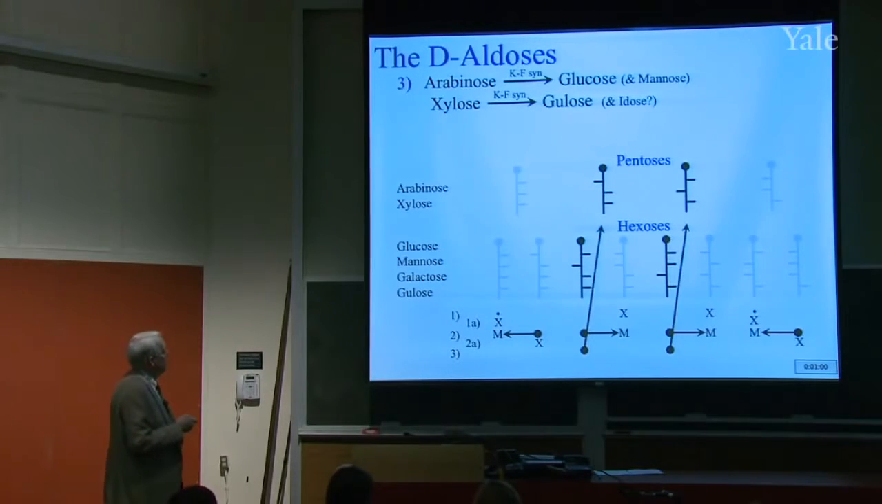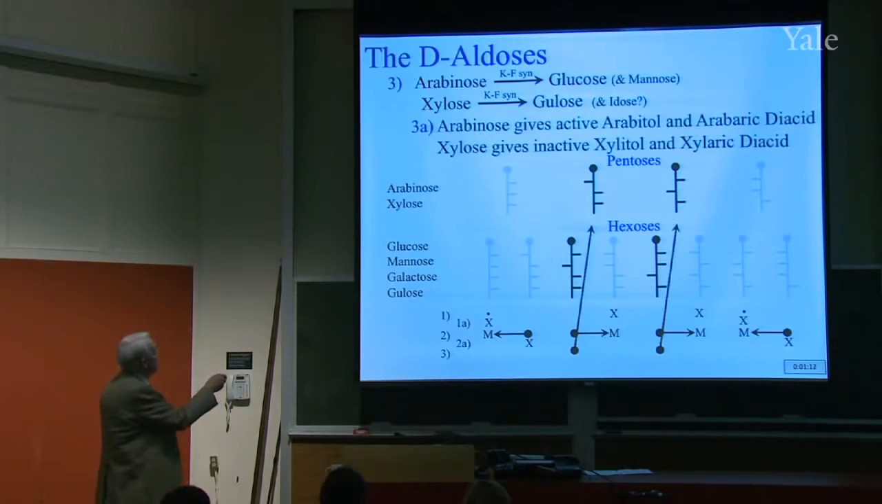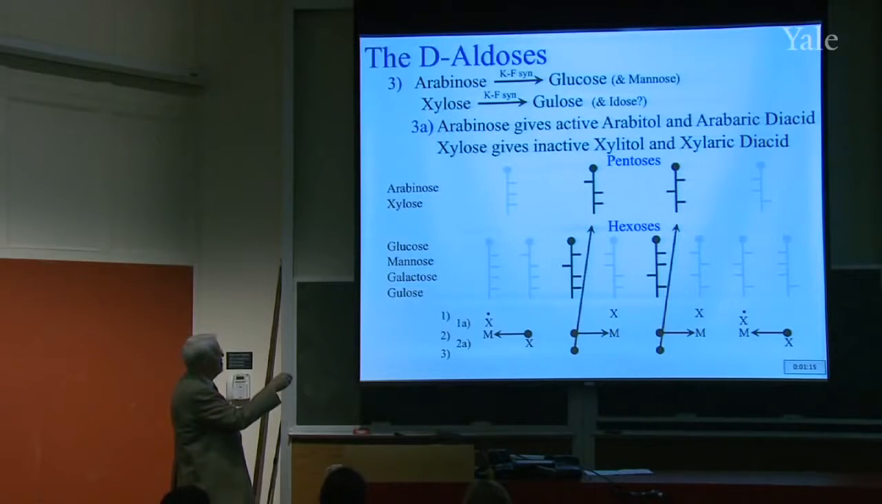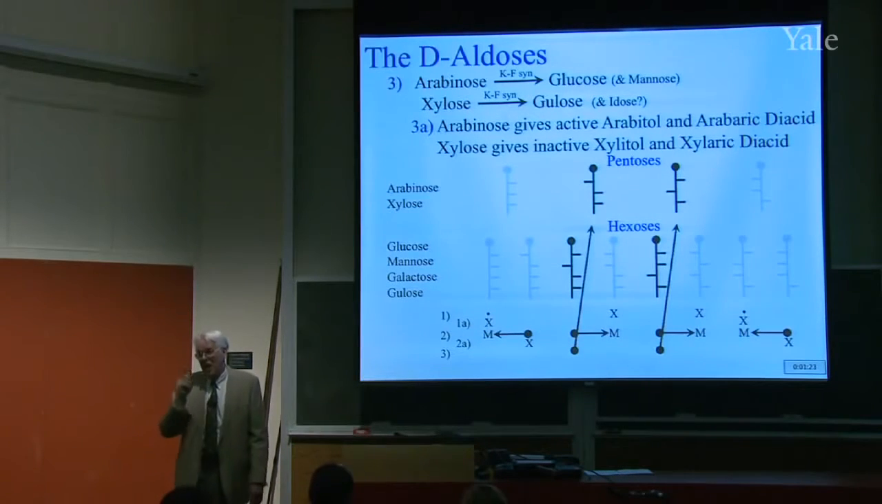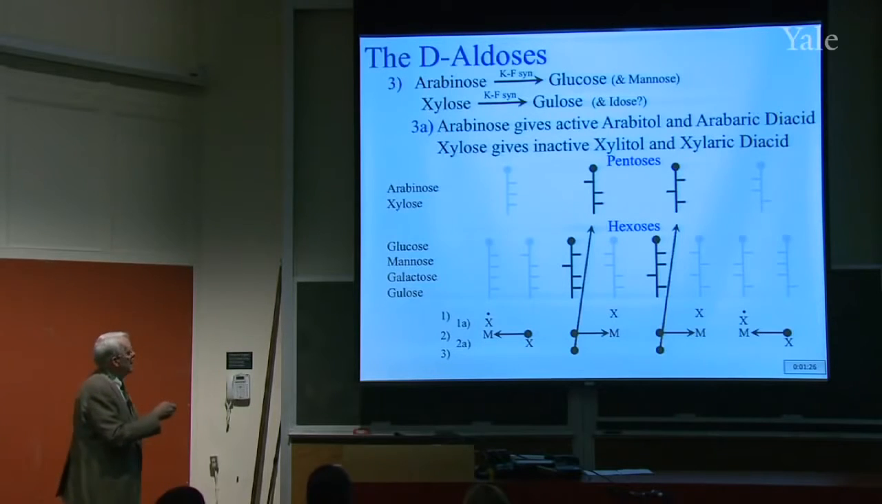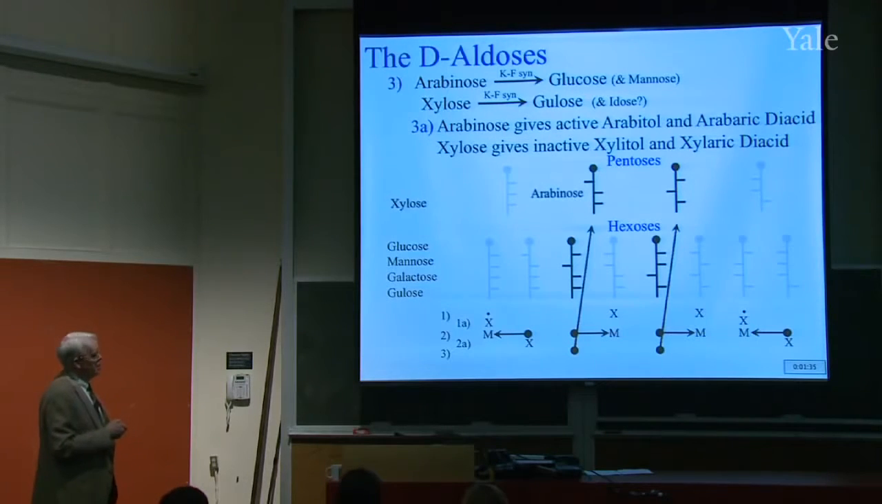Now, if we know which is arabinose and which is xylose, then we know which is glucose and which is gulose because of those connections. So evidence 3A is that arabinose gives optically active arabitol and arabonic acid. When the two ends are the same, it's chiral. But xylose is not chiral when the two ends are the same. Could this one be arabinose? Would it be chiral if the two ends are the same? How about that one? No. So that one's got to be arabinose, and that one's got to be xylose.